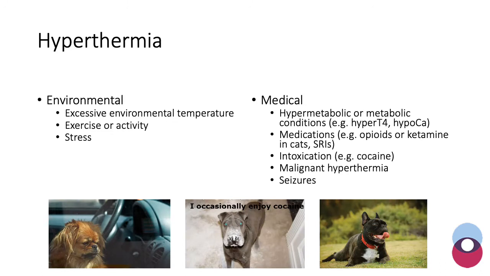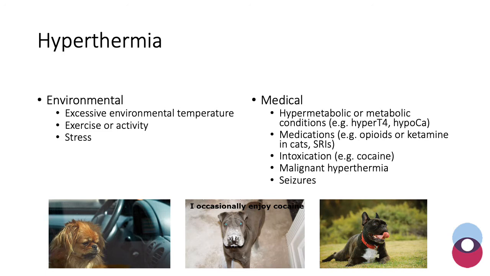So the causes can also be divided into environmental and medical causes for hyperthermia. The environmental causes are typically associated with, for example, high temperature outside, and the animal is, for example, running after a ball with an outside temperature of 29-30 degrees. They might become overheated quite quickly.